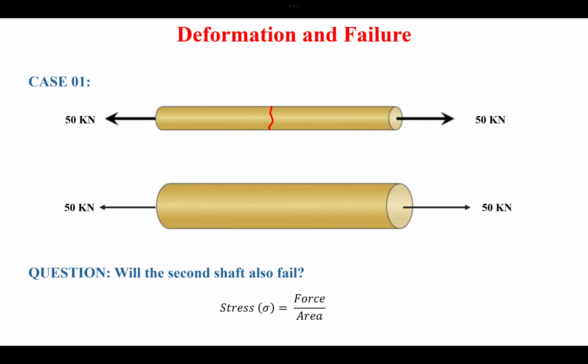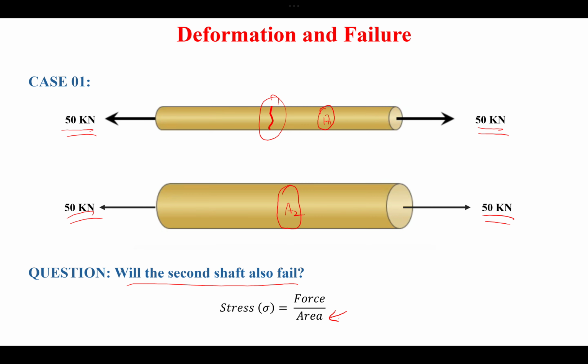For example, if you look at this case, there is a 50 Newton force applied on the body, and it results in a certain crack. This is a failure. Now the body has a cross-section area, let's say A1. Now there is a second body where the cross-section area is larger, A2, and similar forces are applied. Now you have a question: will the second shaft also fail? Again, it will depend on your cross-section area.